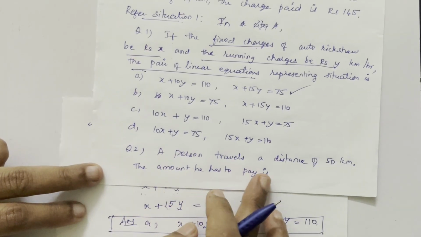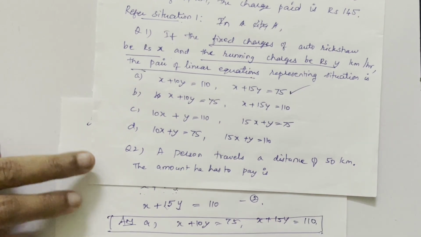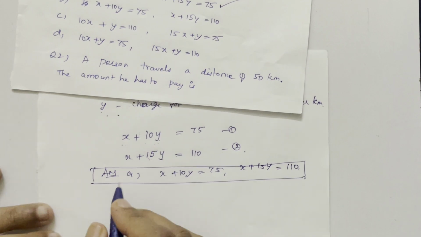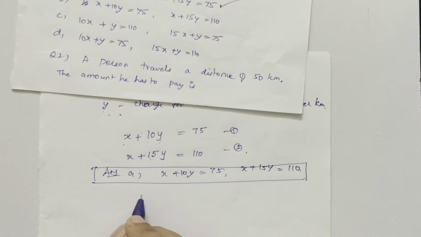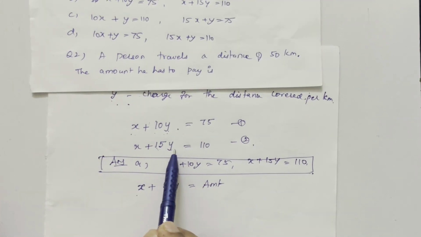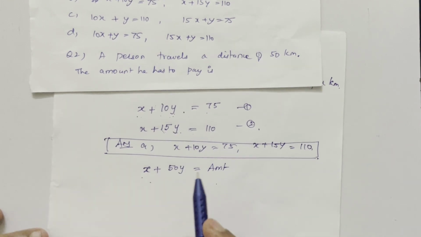The person travels a distance of 50 km. How much does he have to pay? The answers are given here. We have to find the amount. So a person is traveling for 50 kilometers. X is the fixed charge. For 50 kilometers, he has to pay 50 times Y. So this is the amount he has to pay. We have to find X and Y values from these equations, and we have to find the amount for 50 kilometers. If we subtract these two equations, we can get the value of Y.